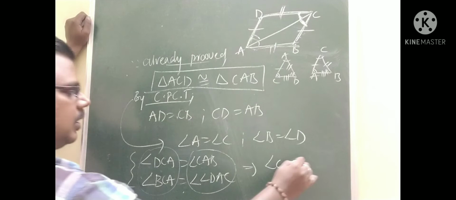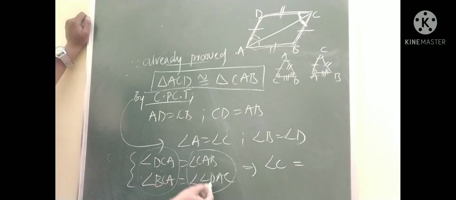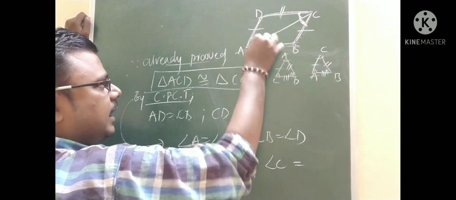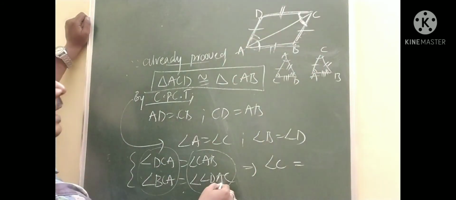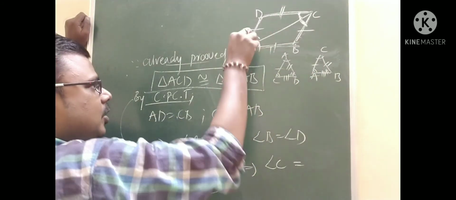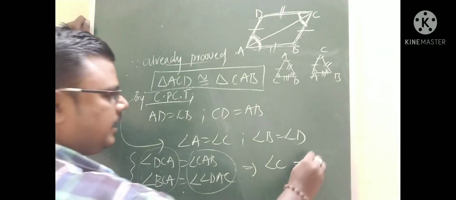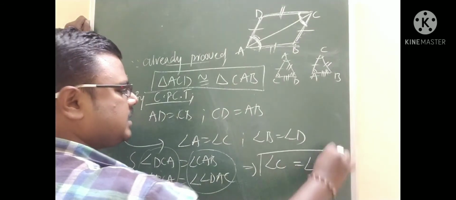Right? Is equal to, next, CAB plus DAC, CAB, this angle, plus DAC, this angle. So overall when you are adding these two, you will get angle A only. So angle C is equal to angle A.